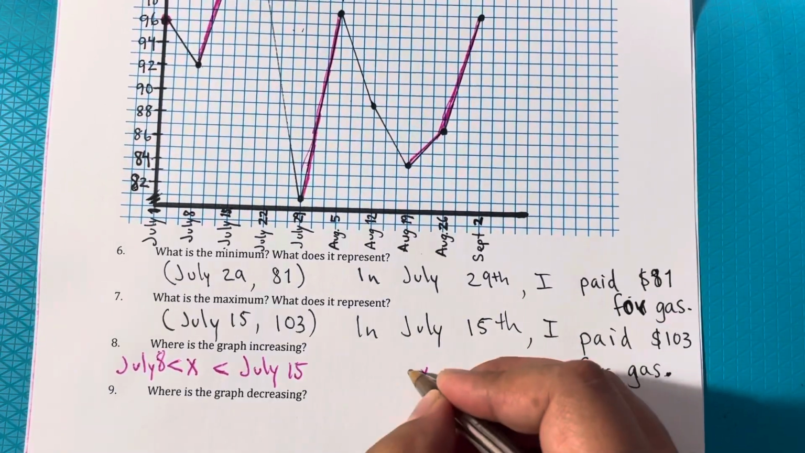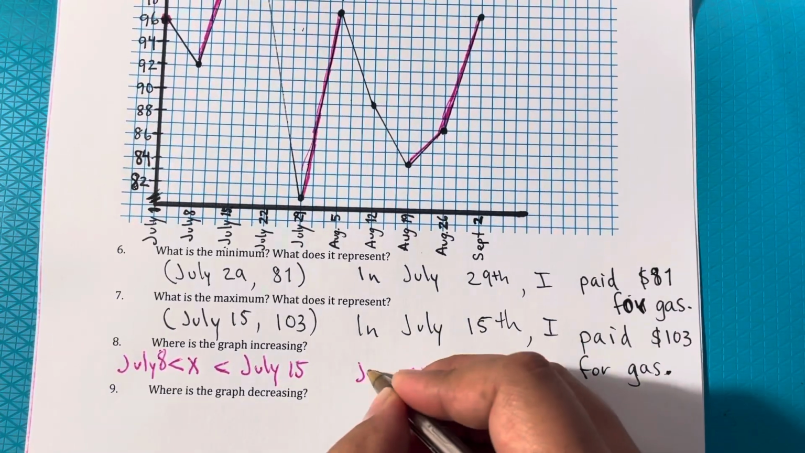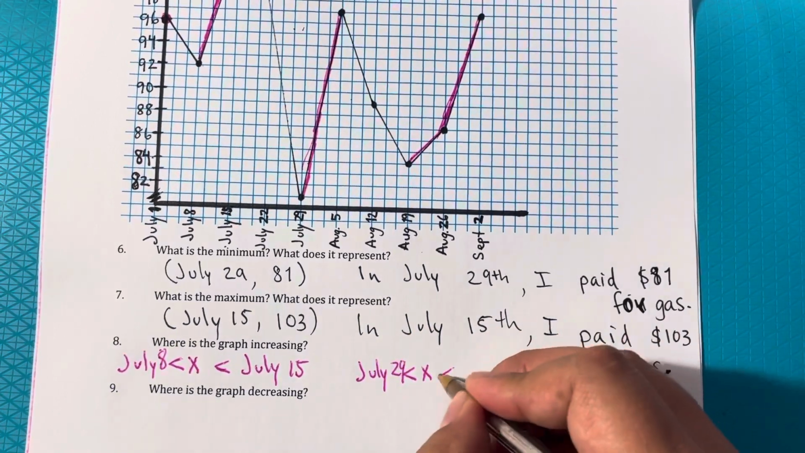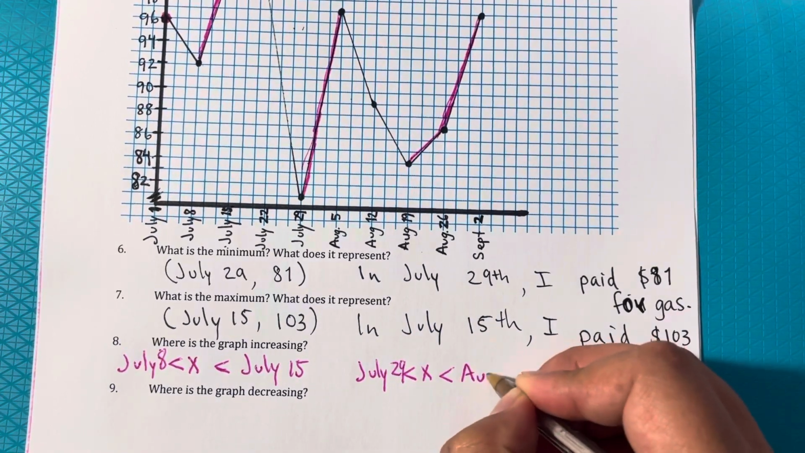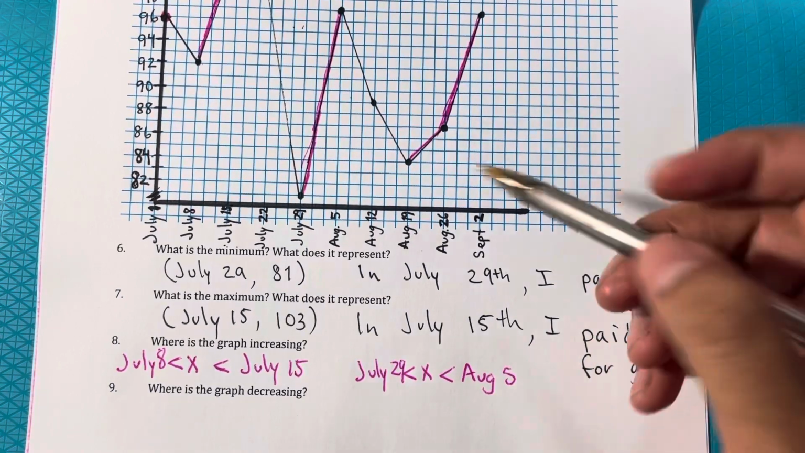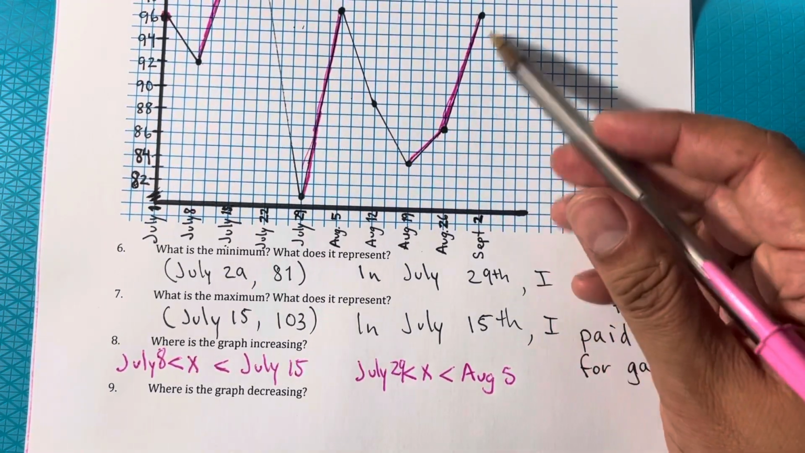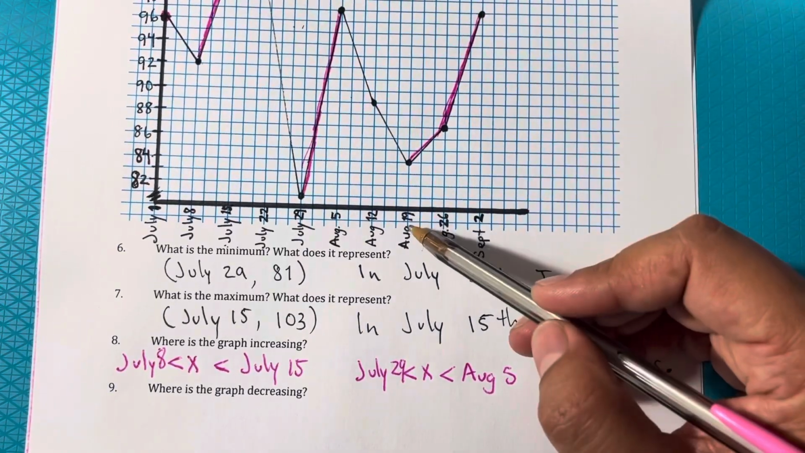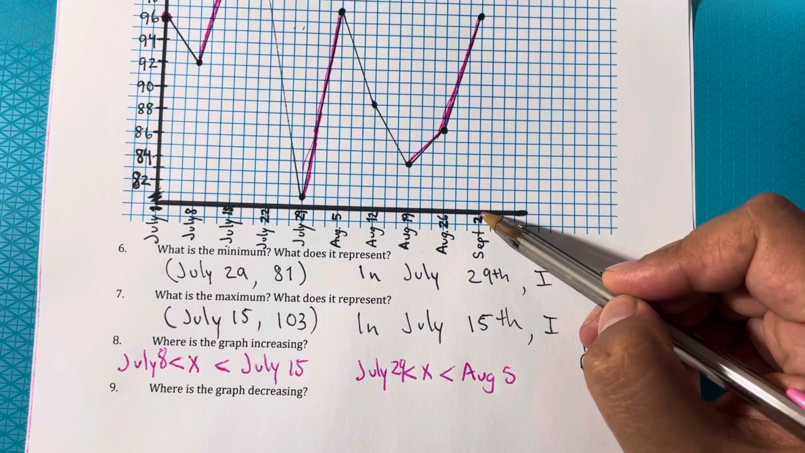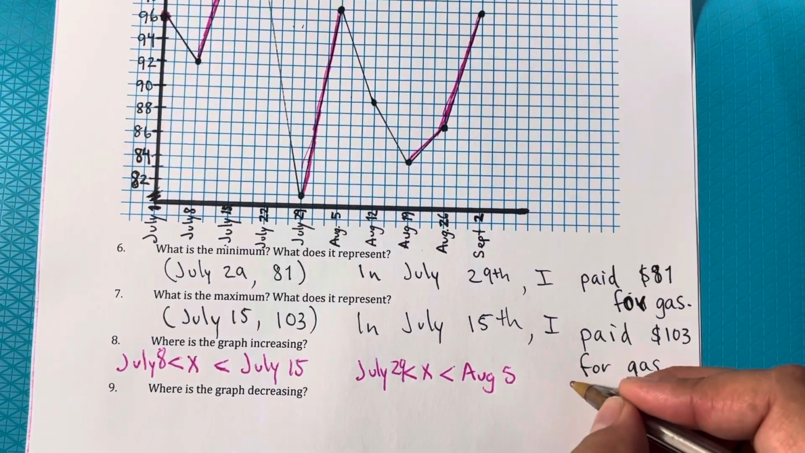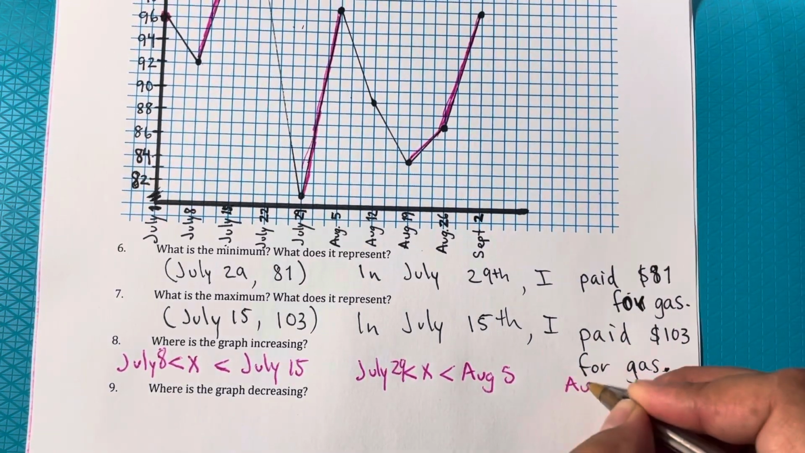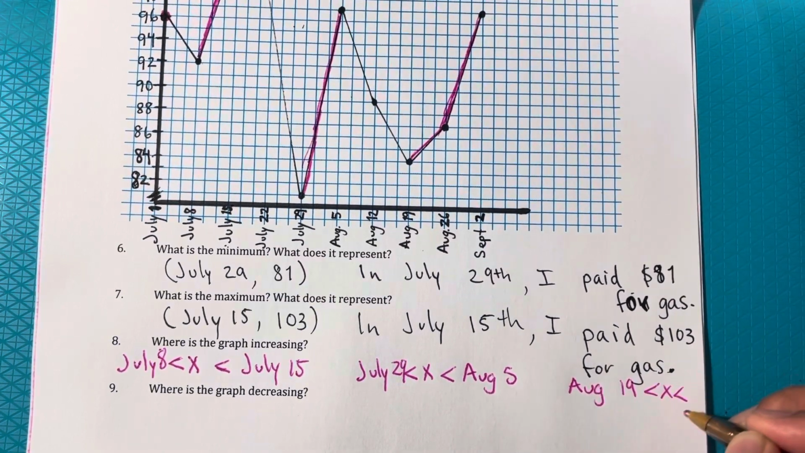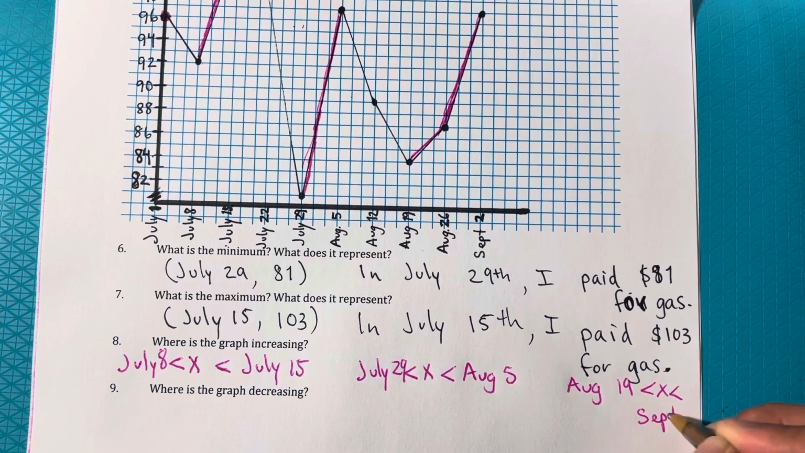So July 29th, but before August 5th. And finally, since these are next to each other, we can go from here up to here. Okay, so all the way from August 19th to September 2nd is going to be increasing. August 19th, and I can't fit it in there, but it's September 2nd.